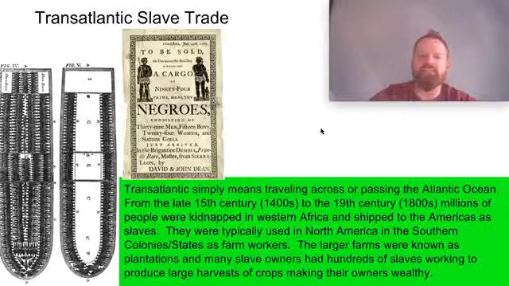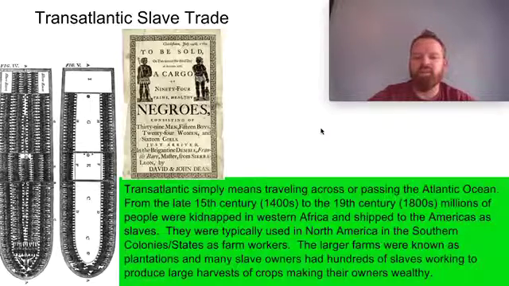Okay, transatlantic slave trade. Let's go into a little more detail here. The word transatlantic simply means traveling across or passing the Atlantic Ocean. Like think about transportation, right? Transatlantic, don't get confused on that word. It just means going across the Atlantic. So it's the slave trade that went across the Atlantic Ocean.